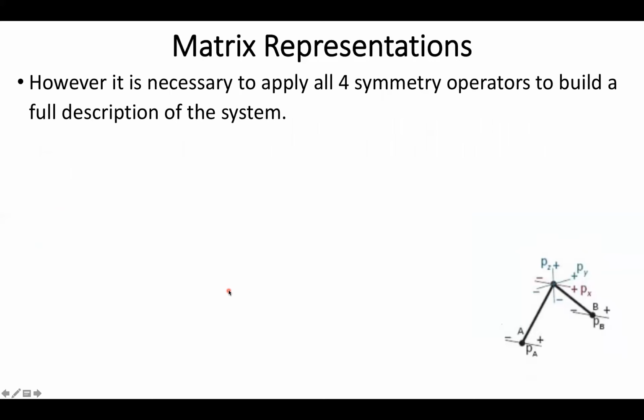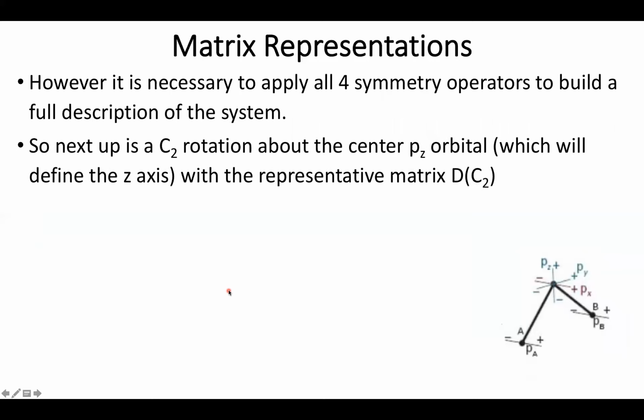So let's go ahead and build up the next one, which is going to be our C2 rotation. So this is a 180-degree rotation about our principal axis, which we define as the z direction. So no matter the system you're working with, if there is a principal axis of rotation, that will tend to be our z direction.